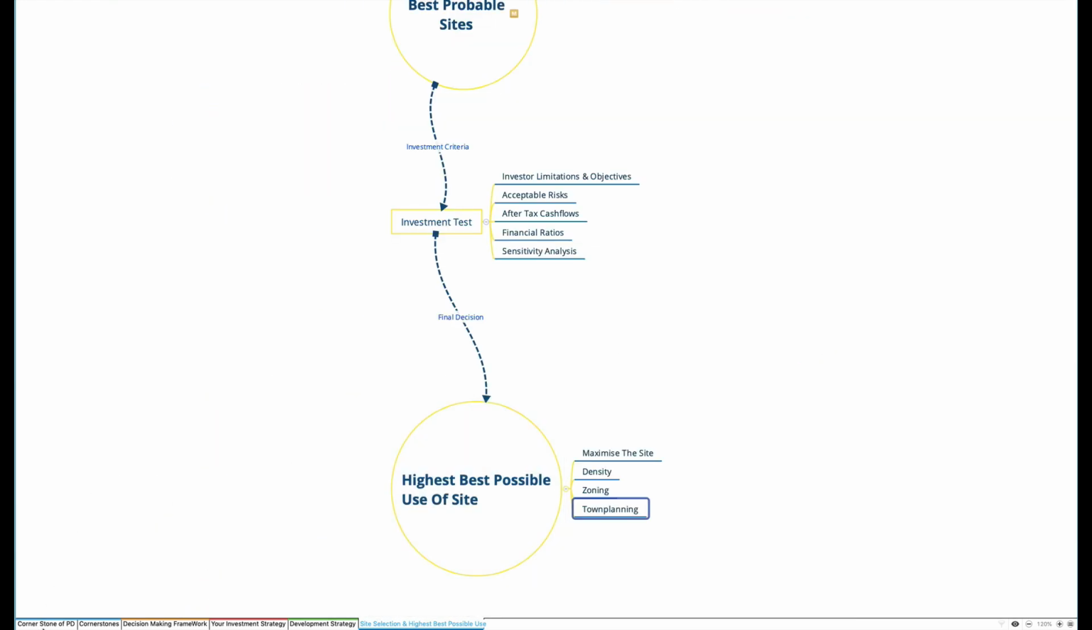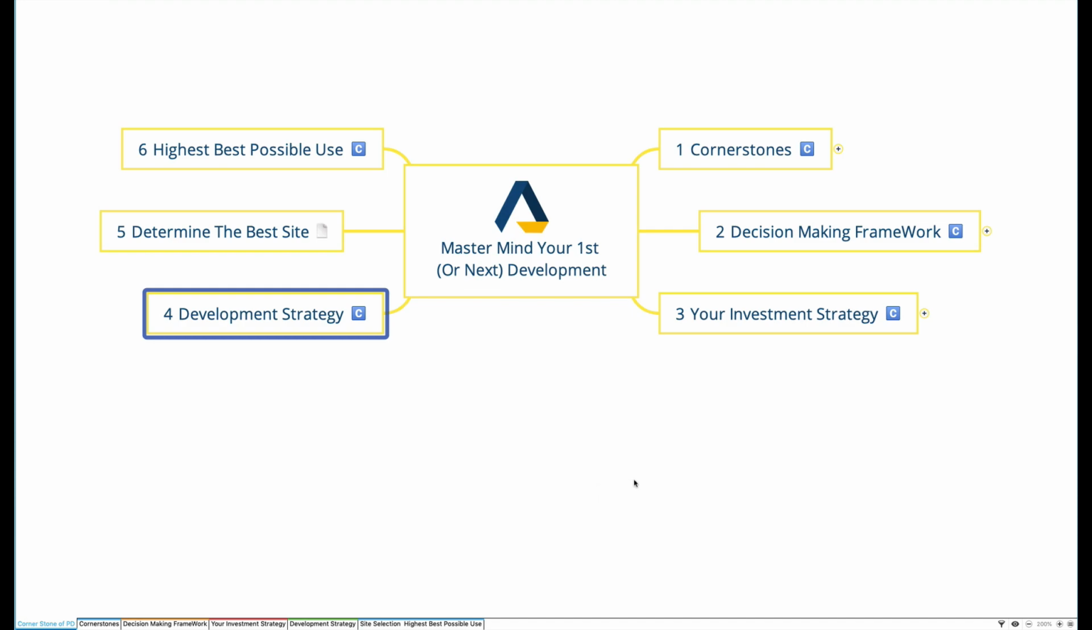So I hope you enjoyed the Masterminding Your First Development course. It's a very short course, but I wanted to give you guys this framework to be able to think about and absorb and get an understanding of what is involved in doing a development.